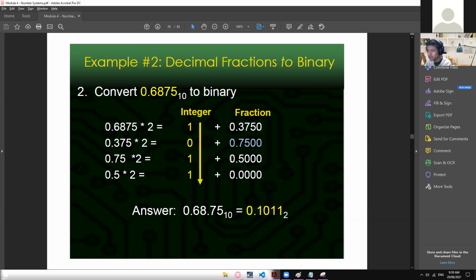So you already know that this is the last multiplication you have to do, because 0.5 times 2 is equal to 1 and the fraction part is already 0. It's an indicator that this is the final multiplication. Once the fraction is 0, you read the integer part from top to bottom, so 1011 base 2. Correction: the final answer should be 0.1011, for 0.6875.